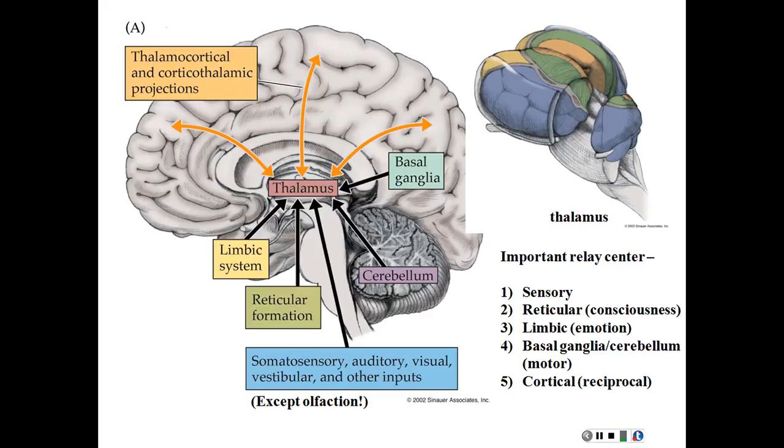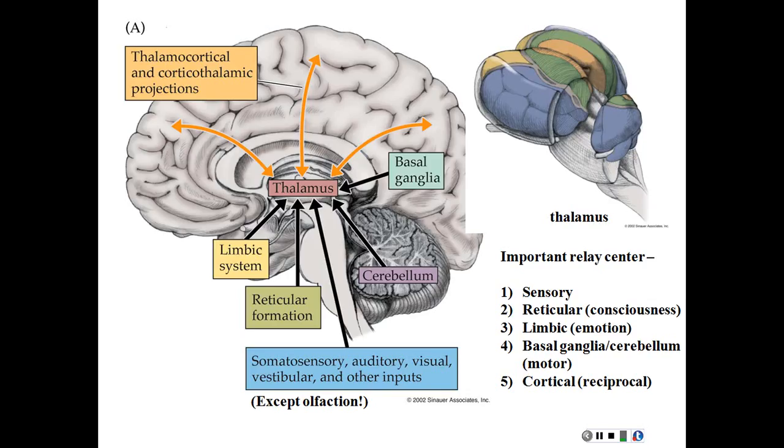The idea here is that you get the concept that the thalamus is receiving a whole bunch of information. A lot of sensory information. It's going to regulate motor information, right? So that's what we've got here: basal ganglia, cerebellum, motor. Limbic is about emotion. Reticular formation is about consciousness. It's a huge relay center, bringing in information and then sending it to the cortex, where it is all assimilated and properly worked through.